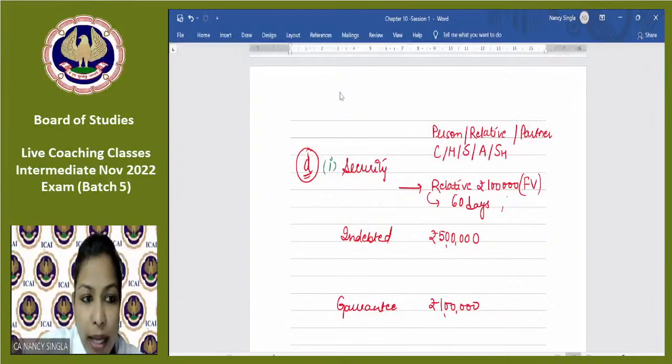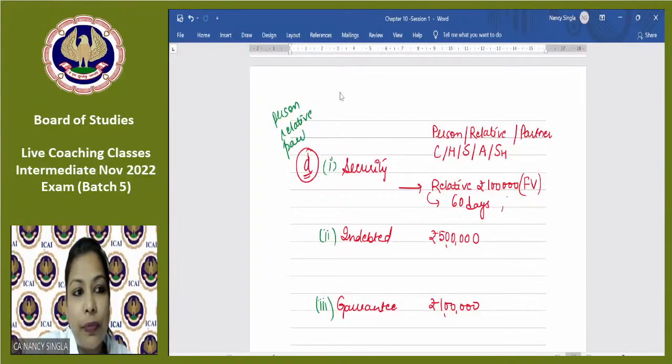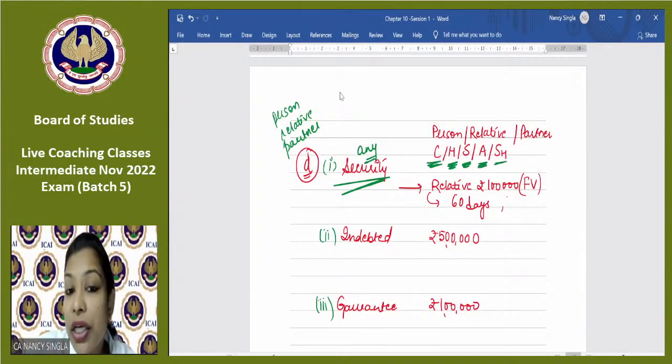So points number 1, 2, and 3. It says that a person is not eligible to be appointed as an auditor of a company if that person himself or his relative or his partner holds any security in the company itself, or in the holding of the company, or the subsidiary of the company, or the associate, or other subsidiaries of the holding of such company.